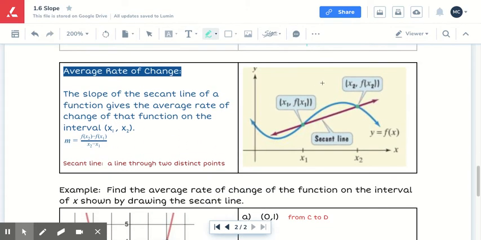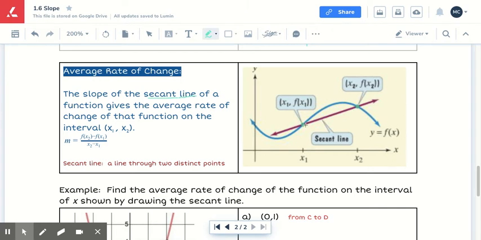Right, our final concept today, which is very much related to slope, is the average rate of change of a function. The average rate of change is actually the slope of a secant line of a function. So let's talk about secant line real quick, because that's some new vocabulary here. The secant line is a line through two distinct points.